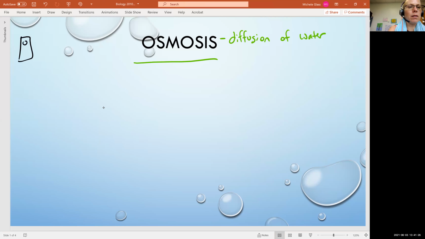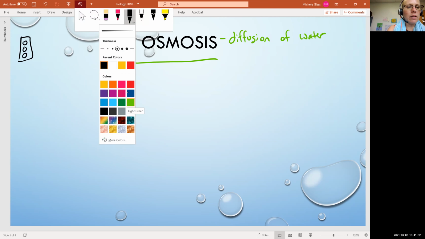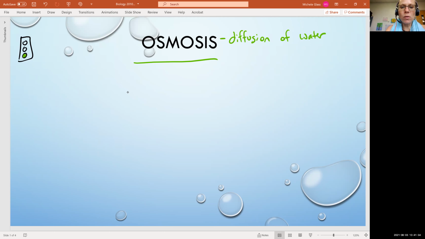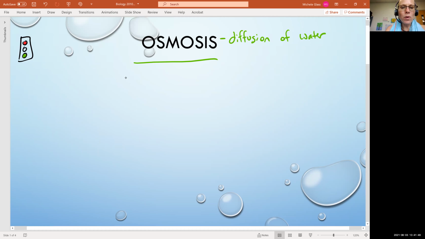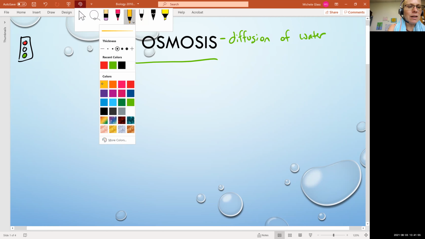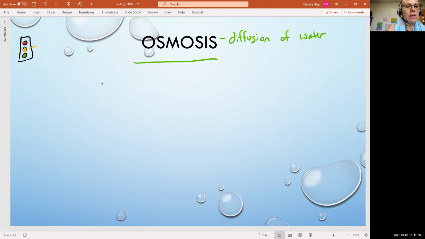Remember when we did our stoplight? And we said that some molecules get the green light, the go ahead, and those are going to be your lipids and your lipid solubles and your really small stuff. And we said some molecules get the red light, and the red light is your really big, really polar charged molecules. And then other molecules get the yellow light. And the yellow light we said was water. And the reason for this is because, well, water's polar.